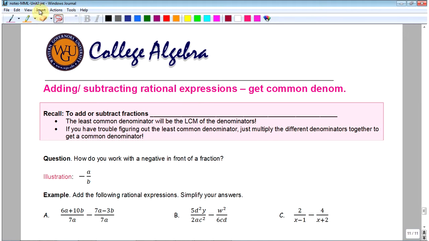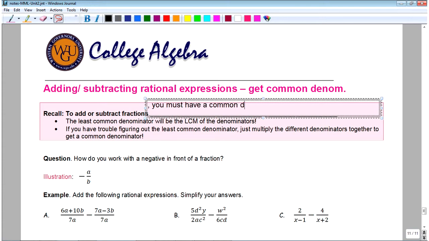So first, whenever you're combining fractions, when you're trying to add or subtract them, you must have a common denominator. Okay, so you must have a common denominator. And then you combine like terms in the numerator. The denominator stays the same.